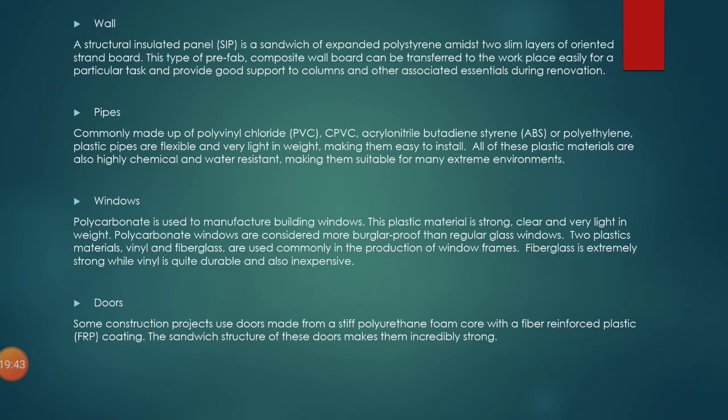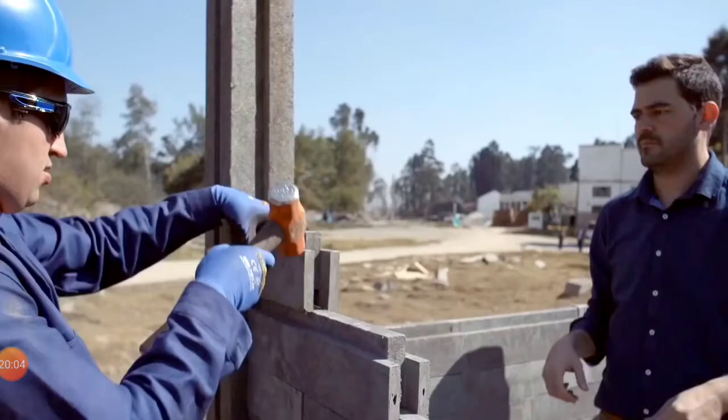Next, plastics may be used for doors. Some construction projects use doors made from a stiff polyurethane foam core with a fiber reinforced plastic, or FRP, coating. The sandwich structure of these doors makes them incredibly strong. So they are not only used for windows but also doors. The following is a video that will show you how plastics are being used in the construction industry, and not only being used but also promoting the recyclability of plastic waste.